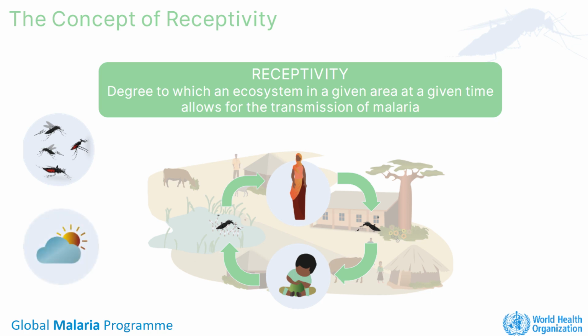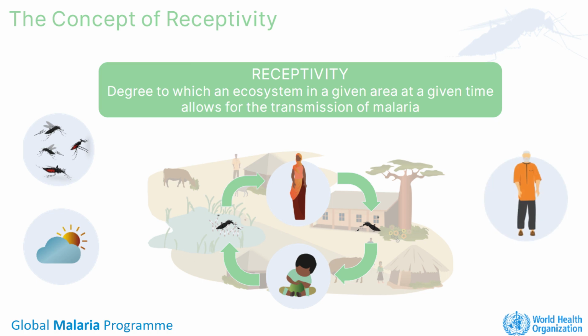Receptivity will also increase in warmer and wetter weather. Warmer temperatures speed up the development of the parasite in the mosquito and the growth of mosquitoes, leading to more infective mosquitoes. Wetter weather increases the availability of larval habitats for mosquitoes, which contributes to greater numbers of mosquitoes and a higher level of receptivity.